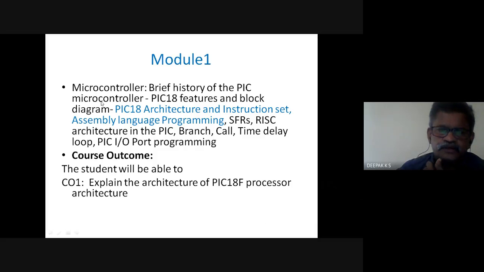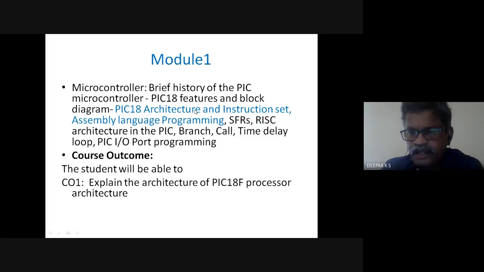So this much of the portion is over. Now we need to look at the architecture and instruction set, and slowly we need to get into assembly language programming.